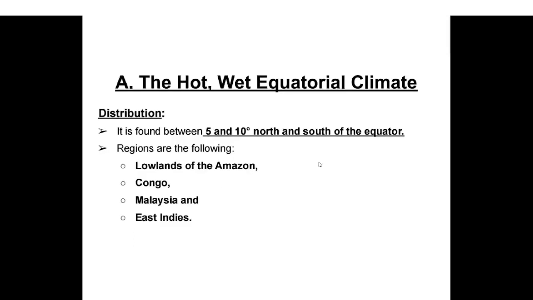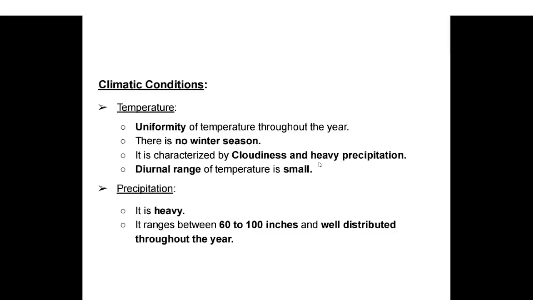The hot wet equatorial climate distribution. It is found between 5 and 10-degree north and south of the equator. Regions are the lowlands of the Amazon, Congo, Malaysia, and East Indies. All these come under the hot wet equatorial climate. Climatic conditions: temperature is uniform throughout the year. There is no winter season. It is characterized by cloudiness and heavy precipitation. Diurnal range of temperature is small.